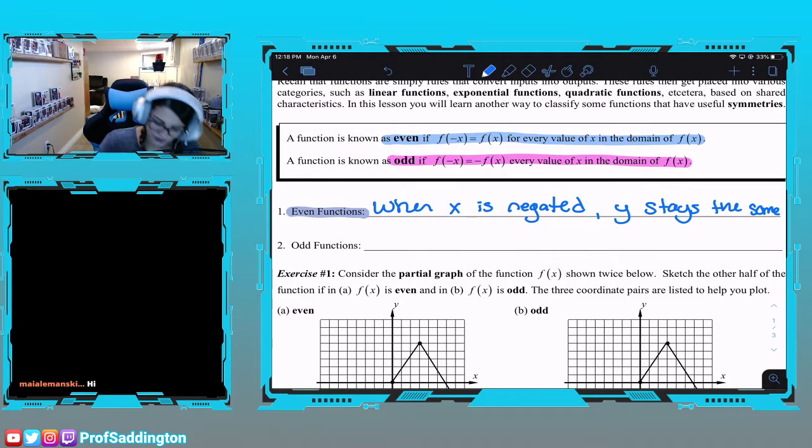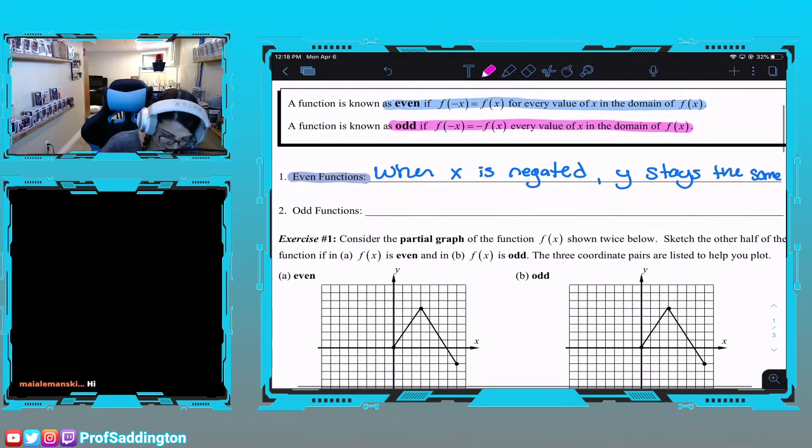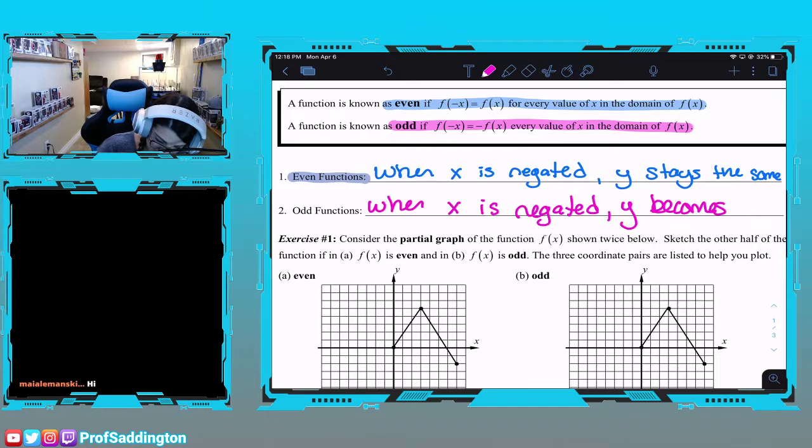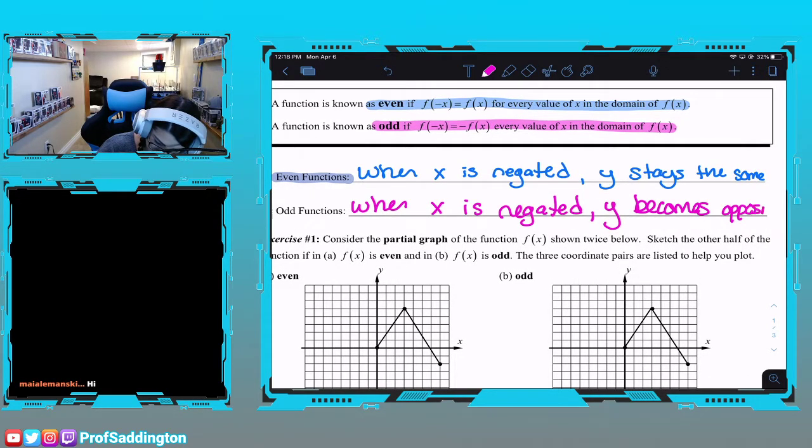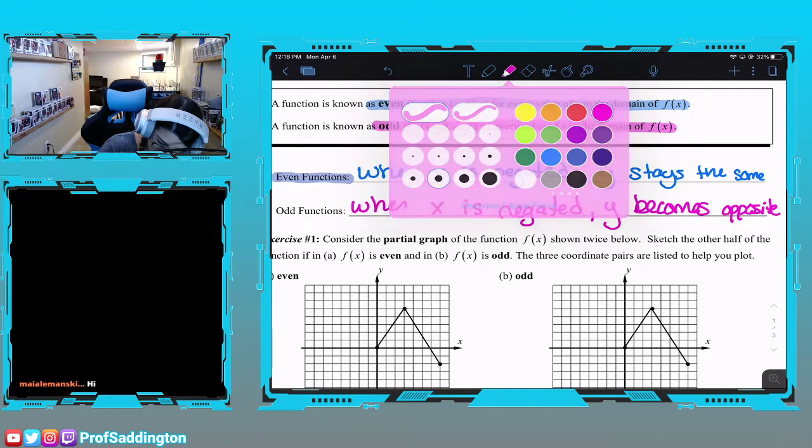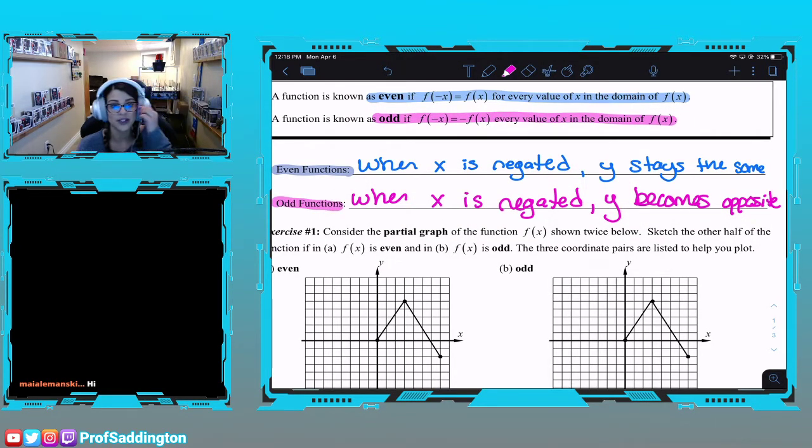All right. So when x is negated, y stays the same. If those points occur, then you have something called an even function. If you have an odd function, what all that jibber jabber means up there is when x is negated, y becomes opposite. So for an odd function, when x is negated, the y becomes opposite. And so we're going to look at what all that means graphically too.